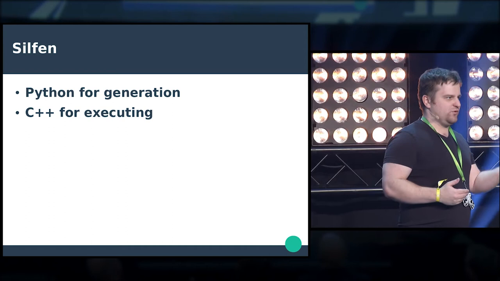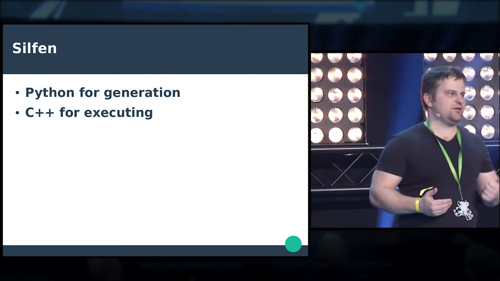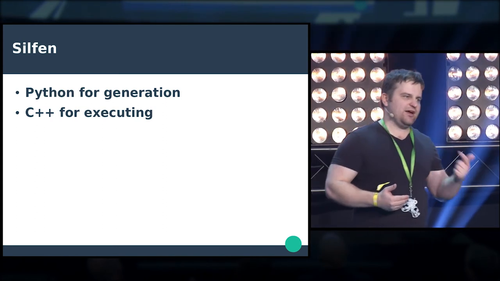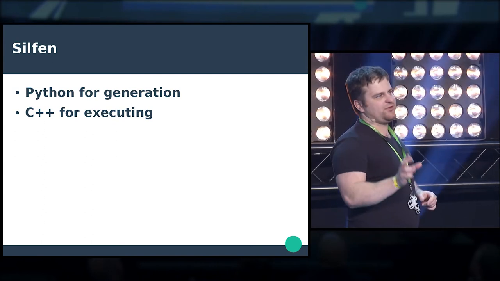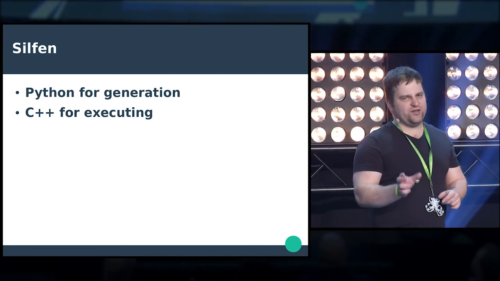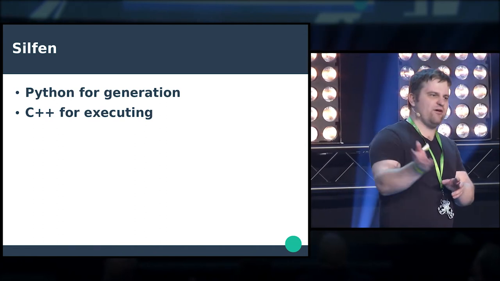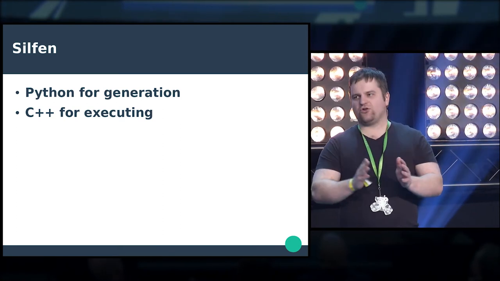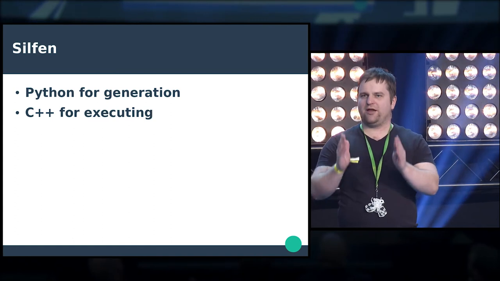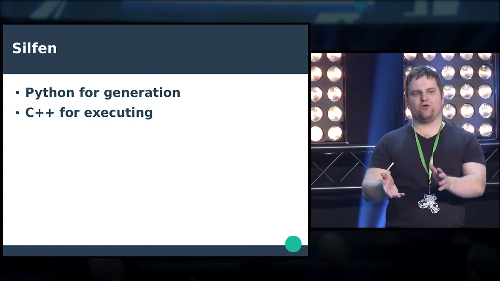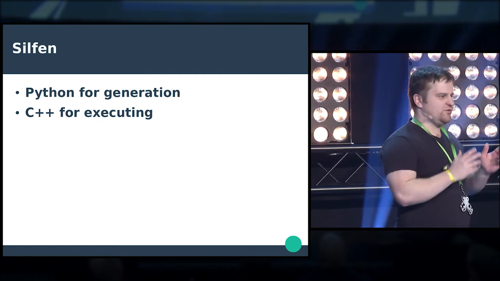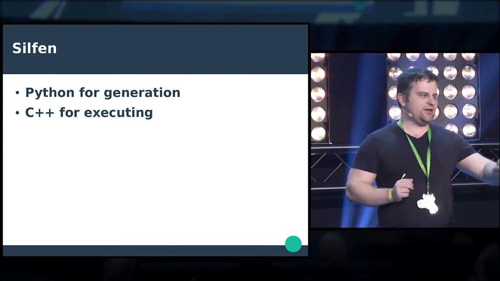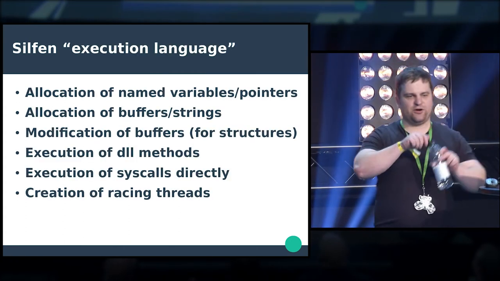The reason behind this is twofold. First of all, it was easier to write quite difficult logic in Python because it was faster to develop. Secondly, I needed separate programs because the program that calls the syscalls will crash quite often. Some syscalls might overwrite some of its memory, because the fuzzer itself doesn't know anything about what a syscall does. It just knows the parameters and how to use them. So some of the syscalls cause the main program, the executor, to crash. So it was in two parts. And to communicate between those two parts, I created a Silphan execution language.